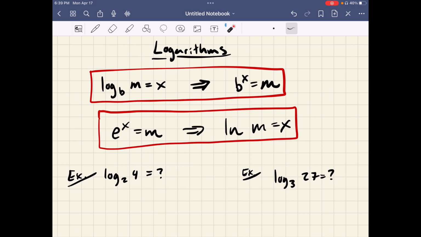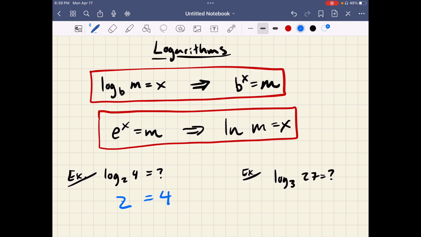All right. So on example one, if I use this rule right here, I'm going to use this top one, okay? And I'm just going to rewrite that. So the 2 is in the same spot as the b, so I'm going to put it as my new base. So I'm going to write a 2 right here. Then what I know is the 4 is in the same spot as the m, so I know that's going to equal m. So on the other side, I say equals 4.